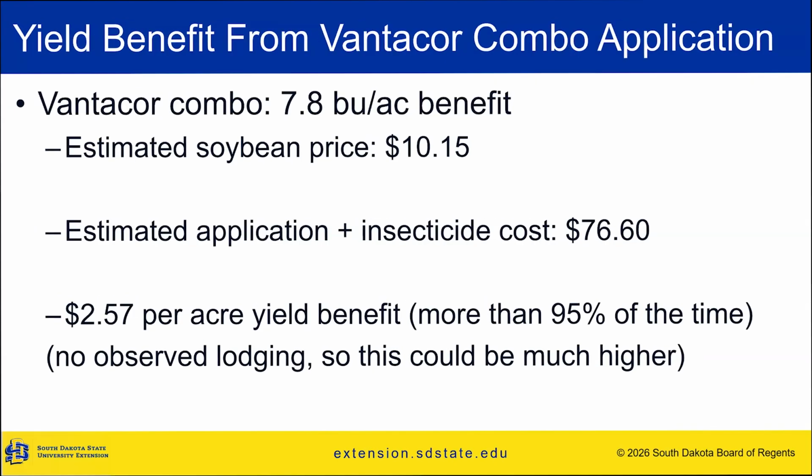Now, if we look at the Vantacor, because it also stood out, and I had to do a cutoff, they had to have positive profit, in terms of return on investment. So you can imagine if I'm not listing all of the treatments, the other ones weren't positive. But for the Vantacor combo treatment, we had a 7.8 bushel per acre benefit, same soybean price. Now, as I mentioned, the Vantacor is a little bit more expensive up front for the insecticide. So the estimated application plus insecticide was $76.60 per acre. And so if you use the Vantacor, you're looking at a $2.57 per acre yield benefit.